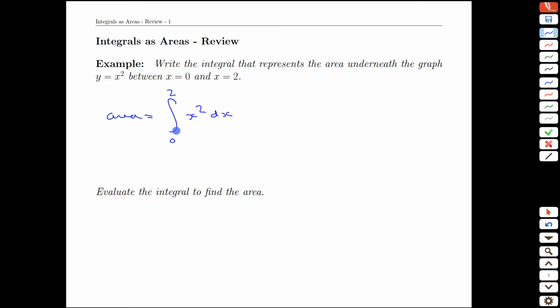Once we have that integral, we can use the fundamental theorem of calculus to evaluate it. We have the integral of x squared with respect to x. We take the antiderivative of x squared, which gives us x cubed over 3, and we evaluate that at 2 and 0. That's going to give us 2 cubed over 3 minus 0 over 3, or 8/3 square units.